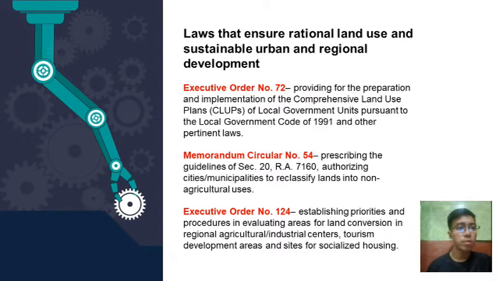Memorandum Circular number 54, prescribing the guidelines of Section 20 Republic Act 7160 authorizing cities and municipalities to reclassify lands into non-agricultural uses. And number 3, we have Executive Order number 124, establishing priorities and procedures in evaluating areas for land conversions in regional agricultural or industrial centers, tourism development areas, and sites for socialized housing. So itong laws na to, no, pinoprotect nito not only the clients but also the engineers, the workers, and the future occupants or users of a certain project.